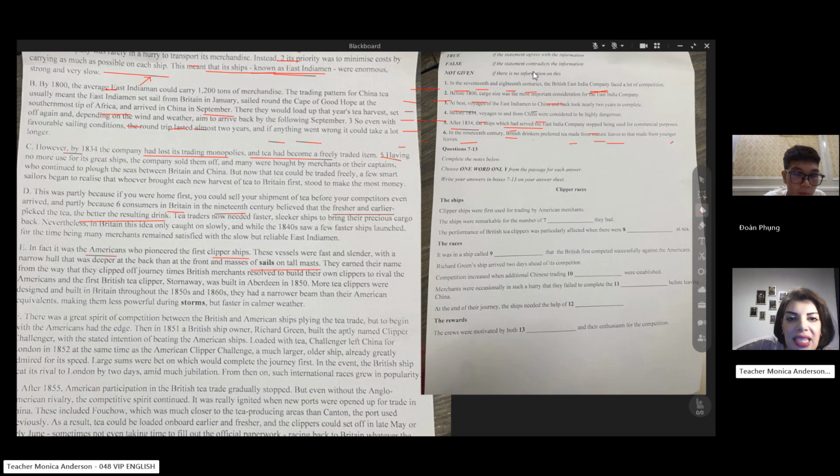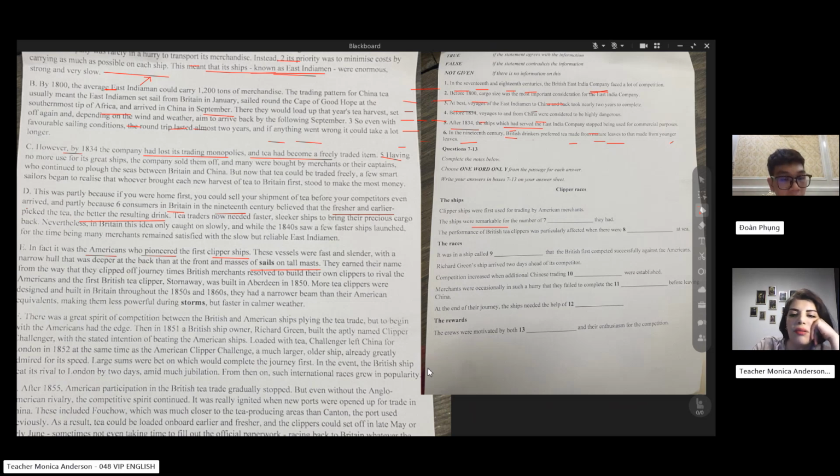So here, let's see if it makes sense or not. As you can see, remarkable. You need to find a synonym or paraphrase for remarkable. If you don't know the meaning of remarkable, it means worthy, noticeable, worthy, and sometimes excellent maybe. So let's see. I think I can see the paraphrase: with a narrow hull that was deeper at the back than at the front. It's a paraphrase of remarkable.